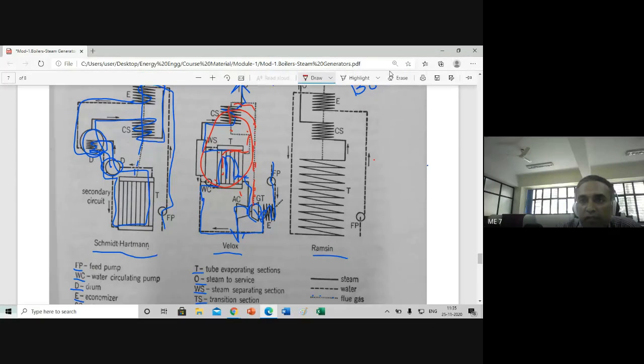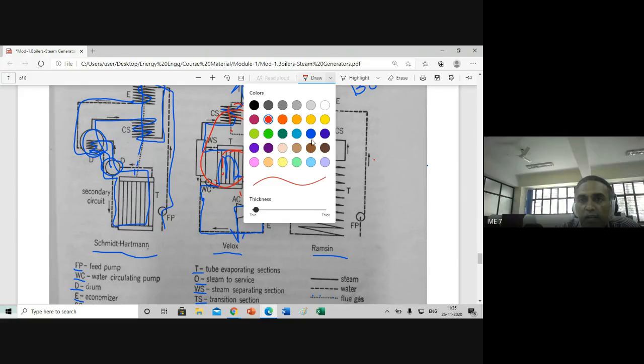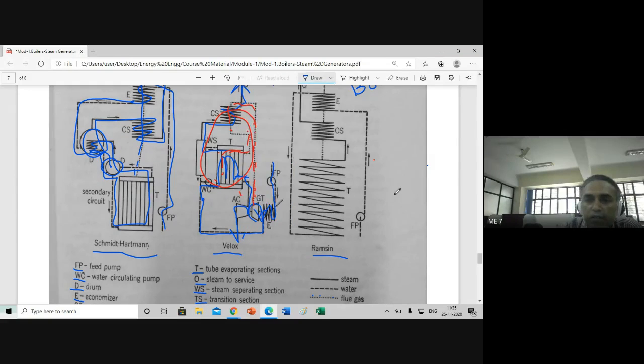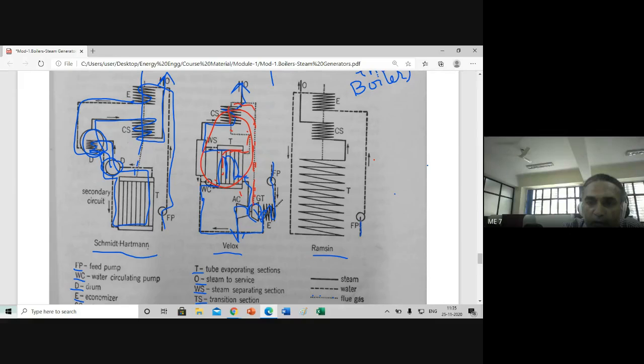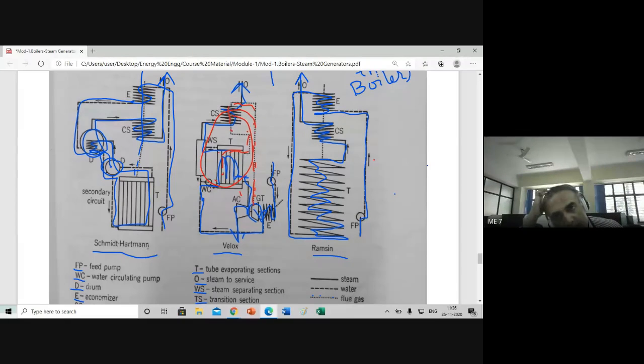Coming to the Ramsin boiler. Start from here, the feed pump. I hope you remember the starting point, the feed pump. From the feed pump, it is sent to the economizer. From the economizer, it is sent to the transition tube section, and then to the convective superheater and to the outlet. This is how it goes.